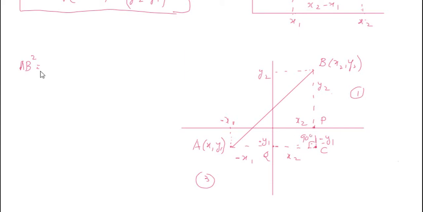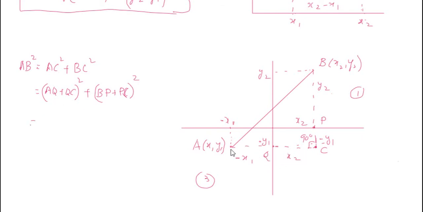Therefore AB square equal to AC square plus BC square. Now AC is AQ plus QC, AQ plus QC whole square plus BC square. BC is BP plus PC, BP plus PC whole square.